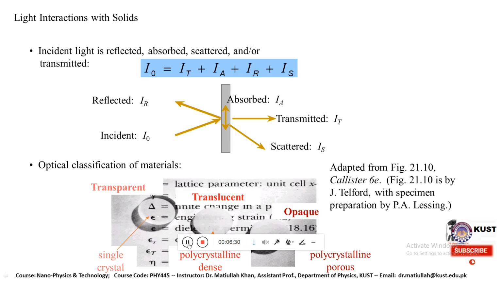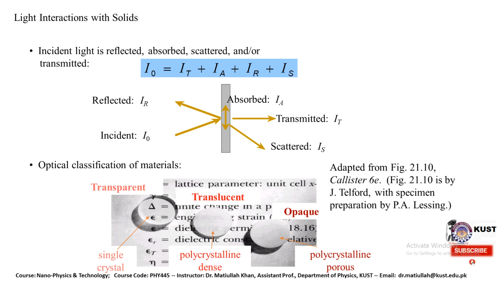So when light interacts with a solid, there are 4 different possibilities. It depends upon the energy of that light and the photon. Normally it could be expressed in the form of an equation: the incident light is equal to, it might be transmitted, it might be absorbed, it might be reflected, it might be scattered in different directions. So there are 4 different possibilities for it. So this is actually the optical classification of materials.